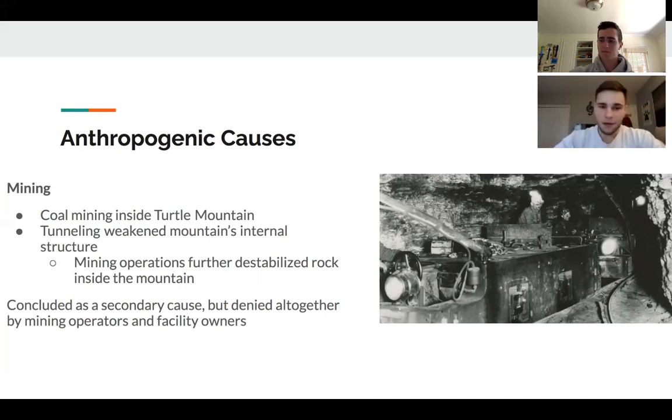Scientists at first thought that this was a major reason, but then they concluded that it wasn't the biggest reason as to why there was a rock slide in the mountain. It was merely a contributing factor, but the mountain was poised to undergo a rock slide regardless. This just may have sped up the process.